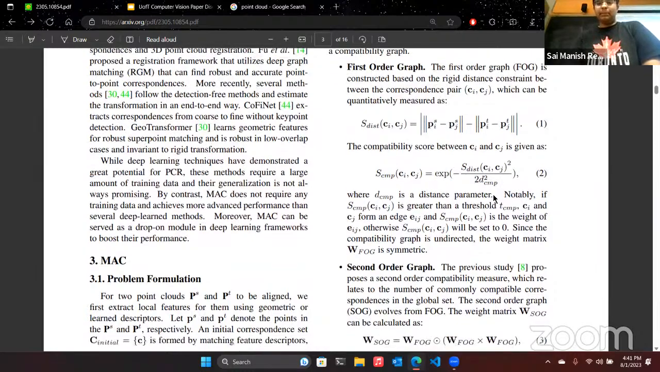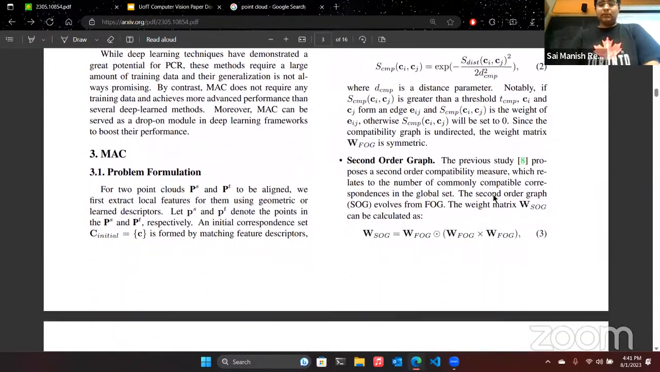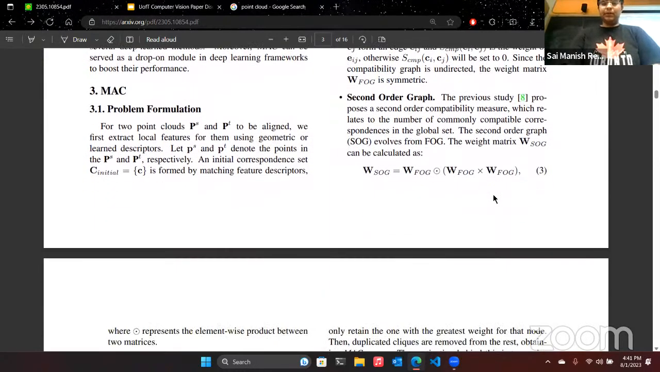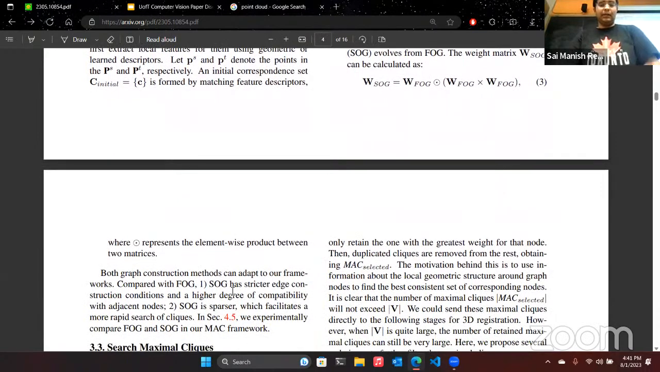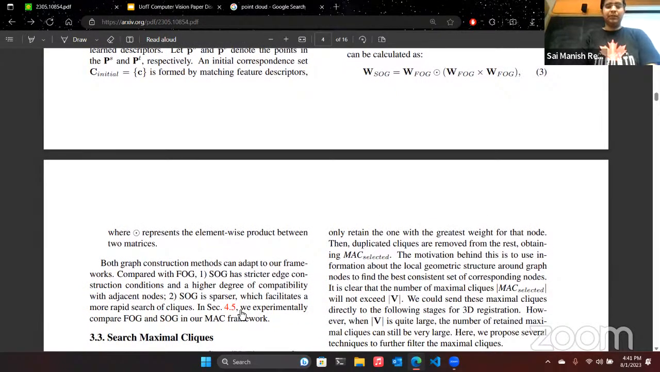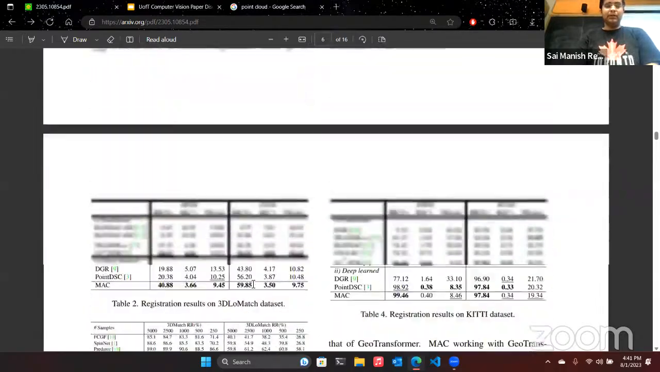Yeah, so that's about the second order graph, and this set of weights is really sparse, and it has a stricter edge construction condition, which makes it easier for the method to run later. And we can also check that during the experimentation part later on.